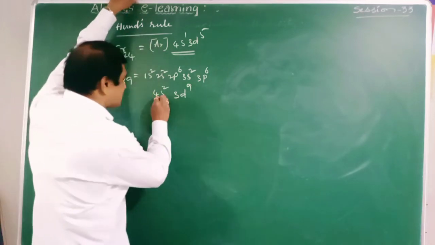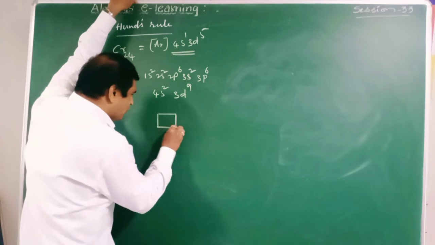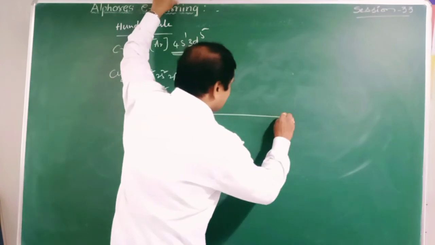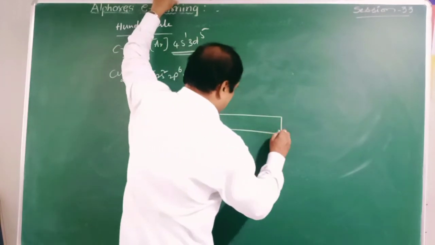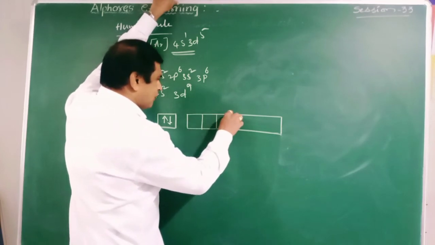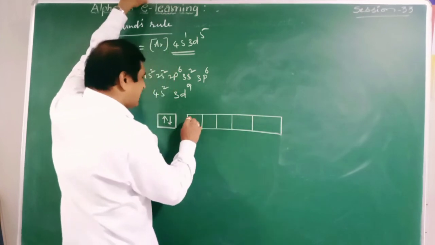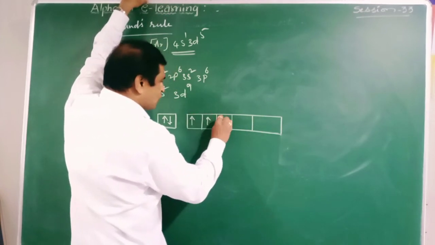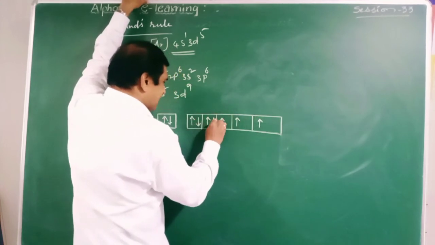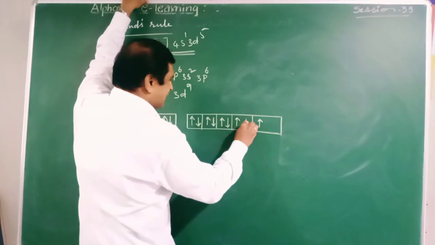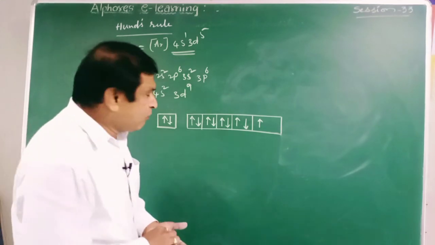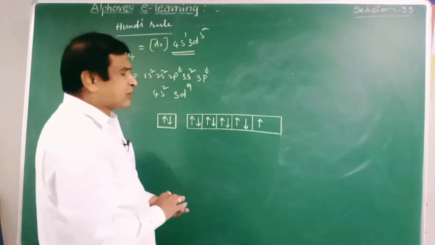That is 4s2 and 3d9. That means all 5 d orbitals are filled with 9 electrons: 1, 2, 3, 4, 5, then 1 through 9. Now, to become more stable, still one more electron is required in the d orbitals.